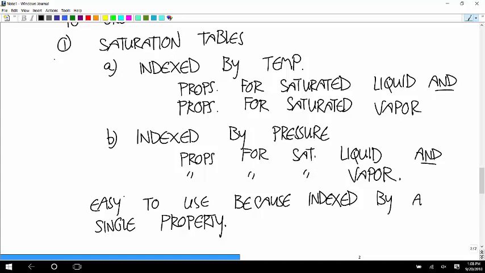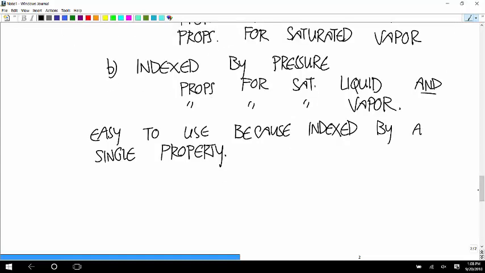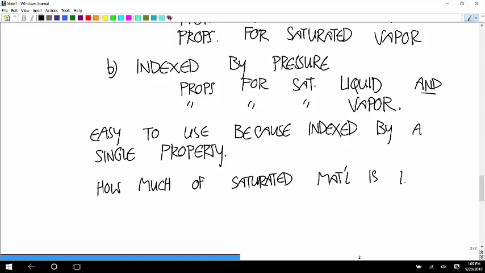If you're at a saturation state, though, most likely you're going to have some of your material in a vapor state and some in a liquid state. And so one thing that we're going to often talk about in saturation states is the quality. So how much of your saturated material is liquid and how much is vapor?